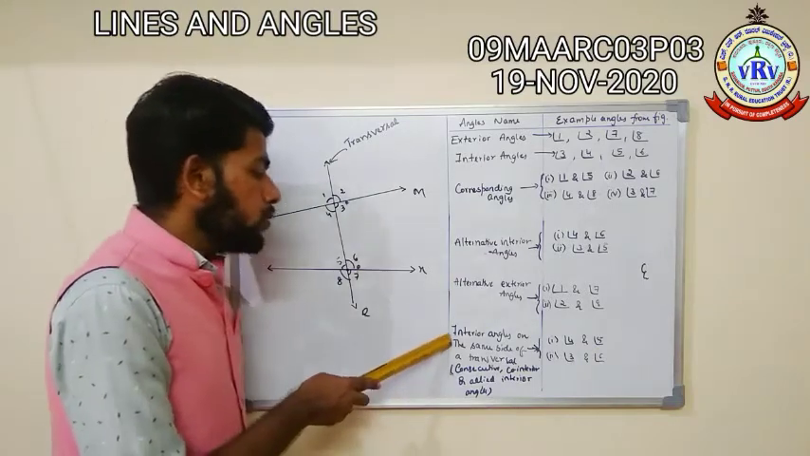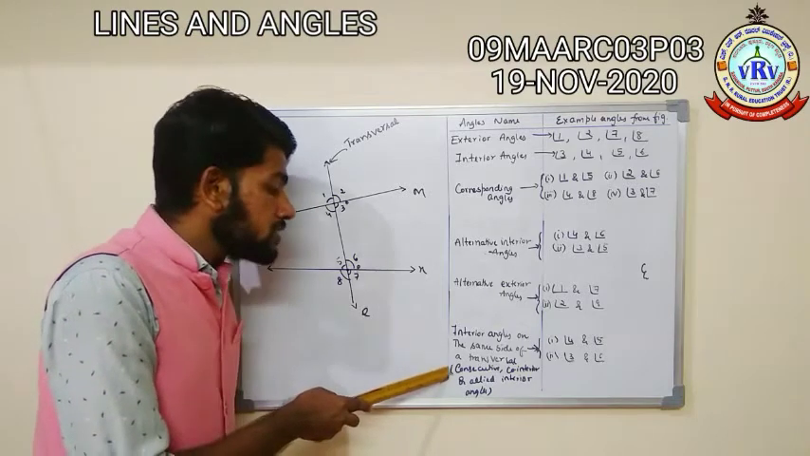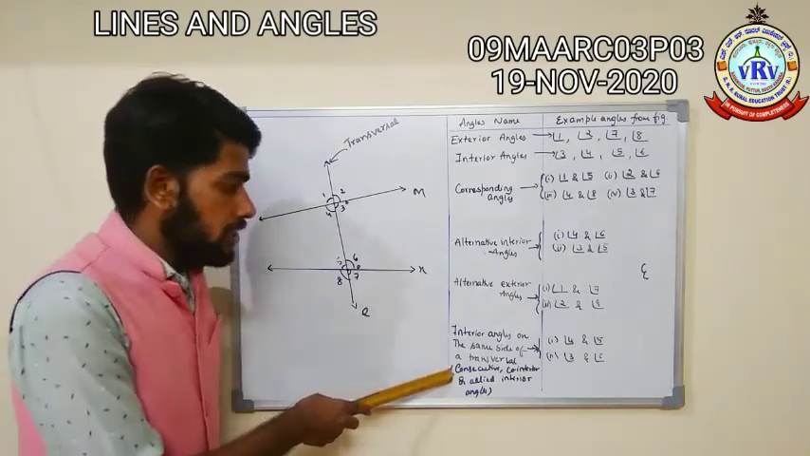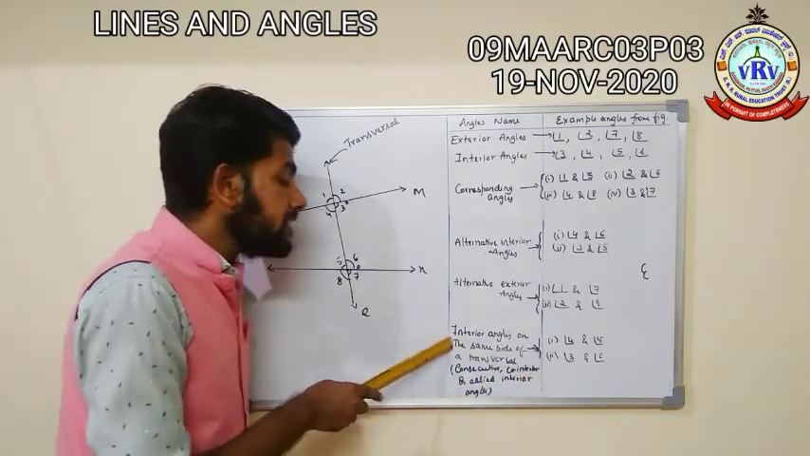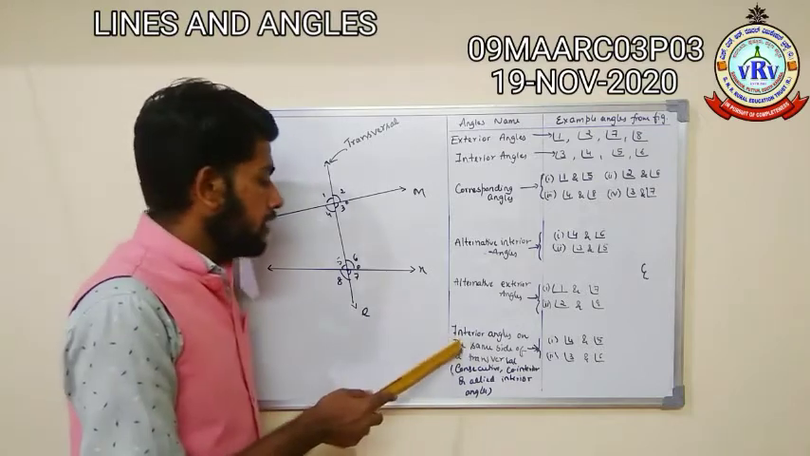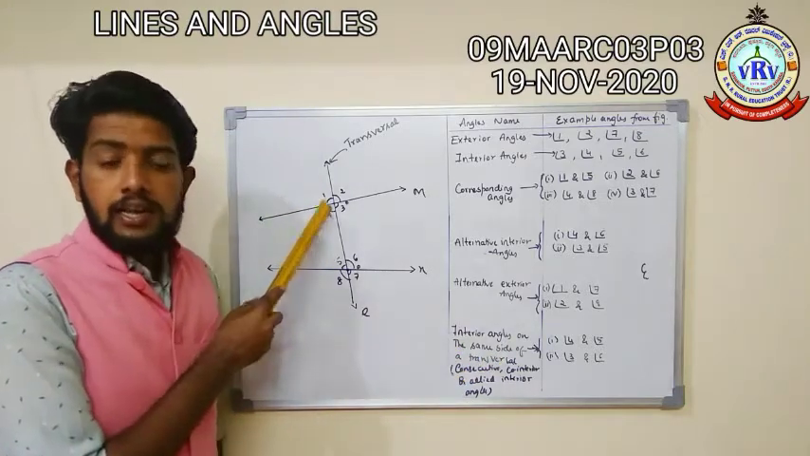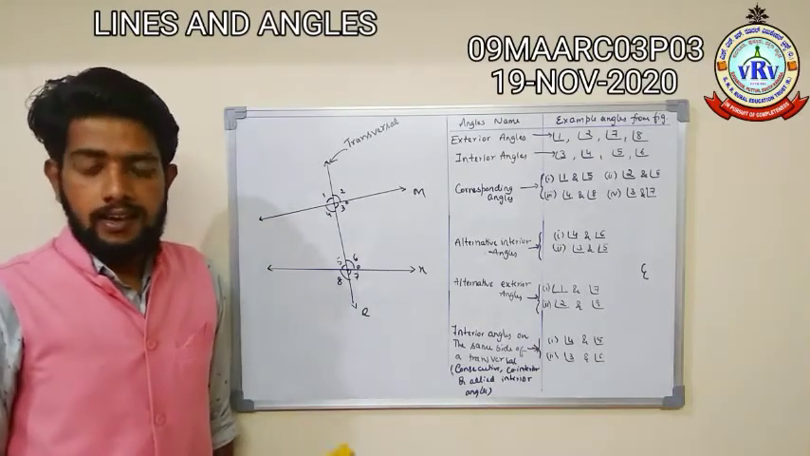We can name interior angles on the same side as consecutive interior angles, or co-interior angles, or allied interior angles.